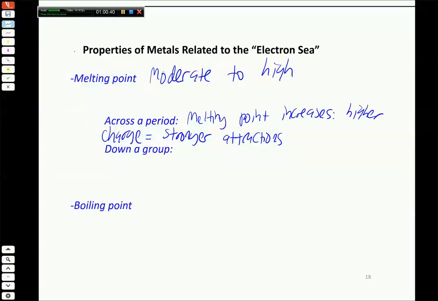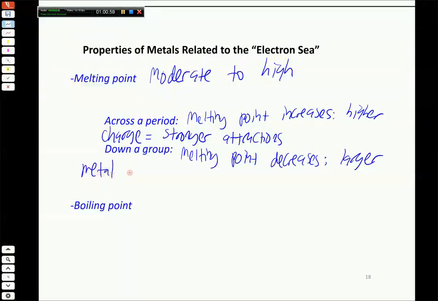Now as we go down a group, down a column of the periodic table, the trend is opposite. The melting point decreases. And that's because as we go down the column, the metal ions become larger. We talked about the trends for ionic radius a long time ago. And when you have larger ions, you have weaker attraction to the electron sea.